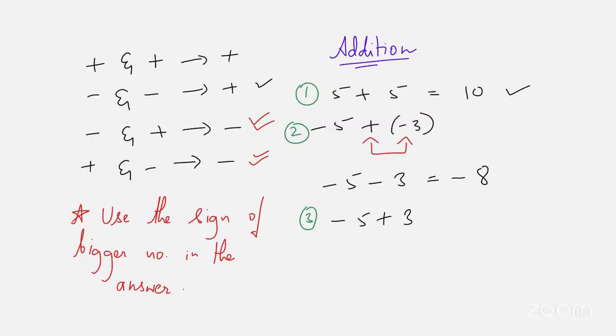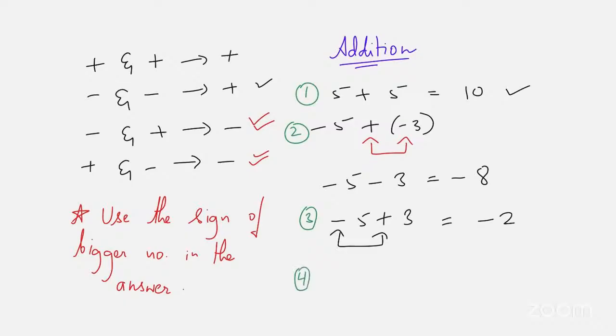No, not minus 8. The previous question was minus 8. This question, minus 5 plus 3, minus plus signs are there. So minus plus means minus. So you are going to do 5 minus 3, 2. And what is the sign of the bigger number? Minus. The 5 is the bigger number and 5 is negative. So minus 2.